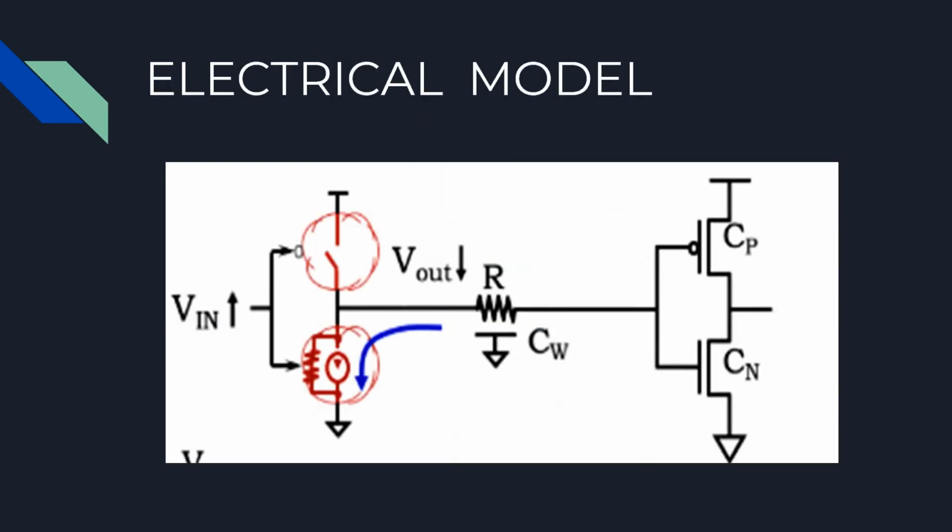If Vin goes from logic 0 to logic 1, the PMOS is in off condition and the NMOS is in on condition, connecting the output to ground. So the output of inverter 1 is a logic 0.